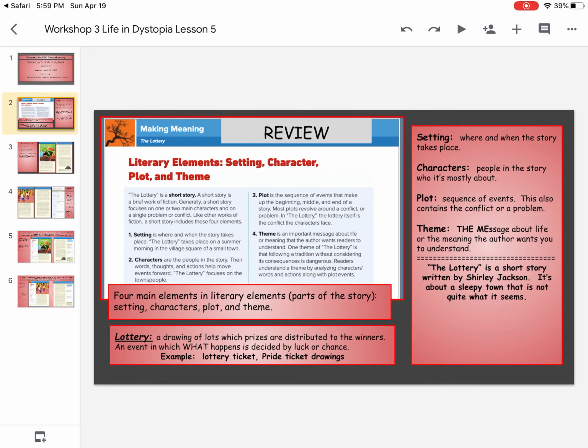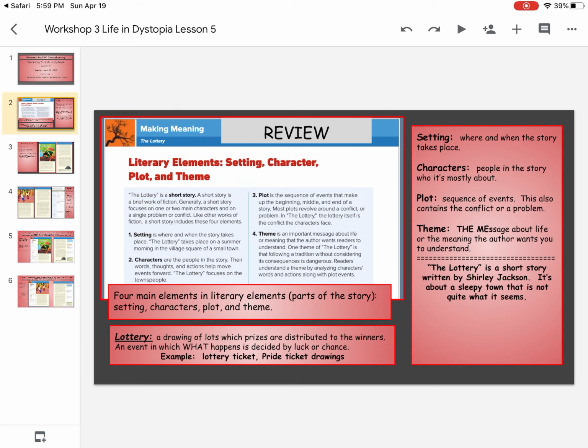This first part, I just want to review with you. We did read the first part of The Lottery last week, and it's been a few days. So let's go back and review so we can fill out the first section of Analyzing Literary Elements on page 133, which will be part of your assignment for today.